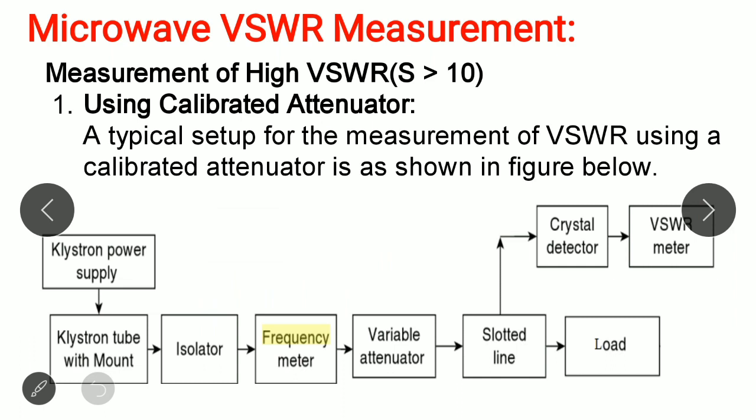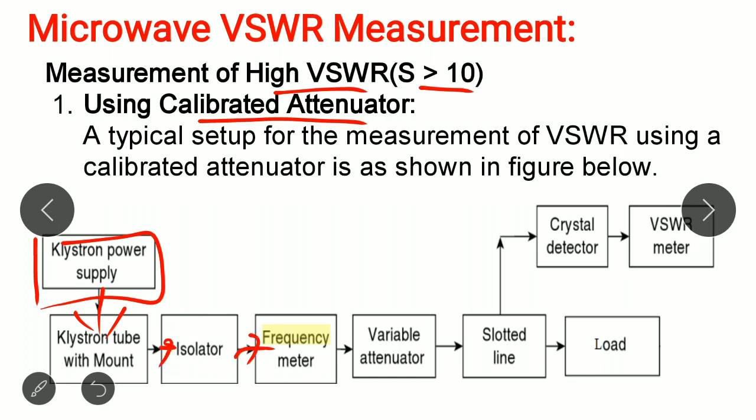Now next, the measurement of a high VSWR, where the value of VSWR will be greater than 10, using a calibrated attenuator. Here we have seen a typical microwave bench setup using a calibrated attenuator. So here we have a klystron power supply, then a klystron tube with a mount, then isolator, then frequency meter, then variable attenuator, then slotted line section, then load, then crystal detector, and then this is fed to the VSWR meter.